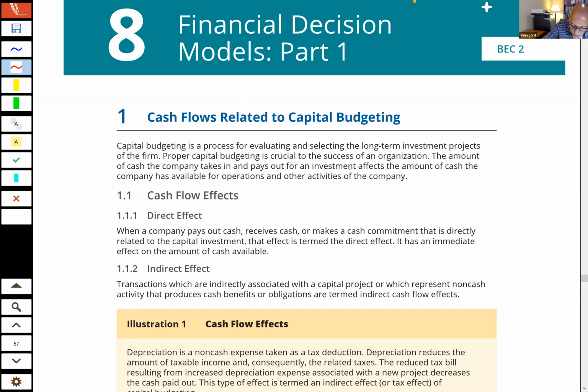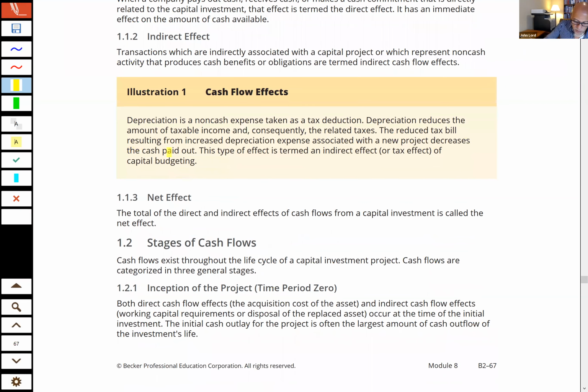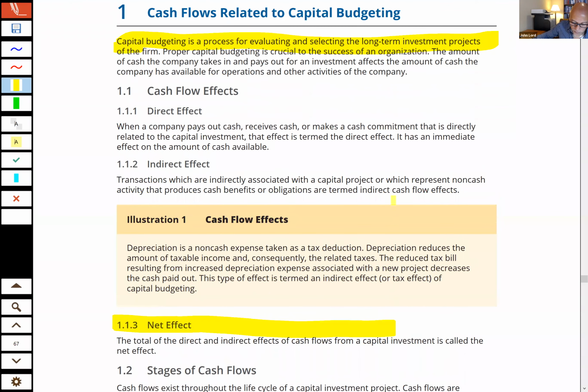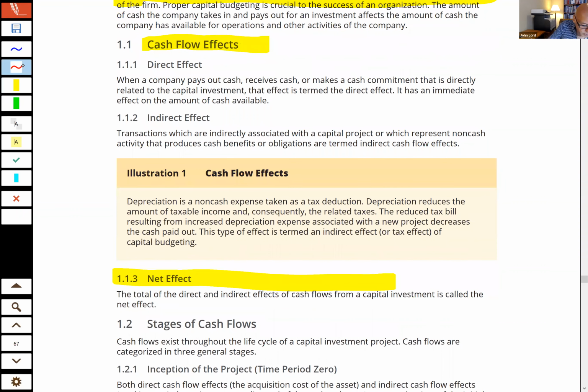Okay, so capital budgeting is a process for evaluating and selecting long-term projects for the firm. Now, as we go through and consider these cash effects, we're going to look at cash flow effects to do this, and as we look at these cash flow effects, that's really where the decision is going to be decided.